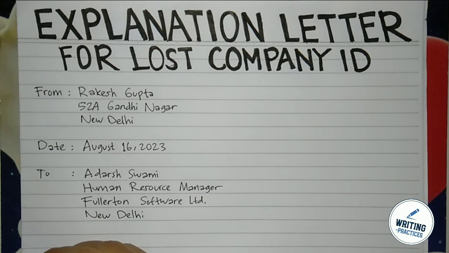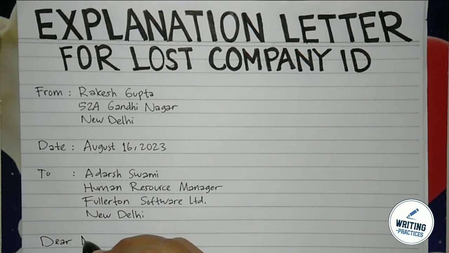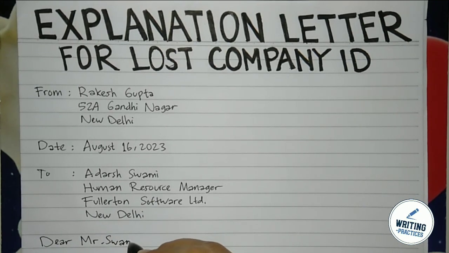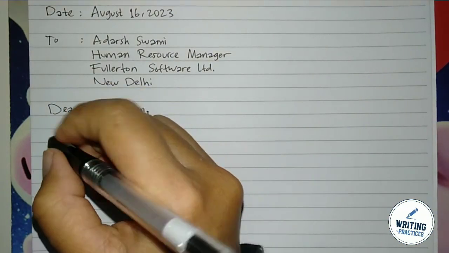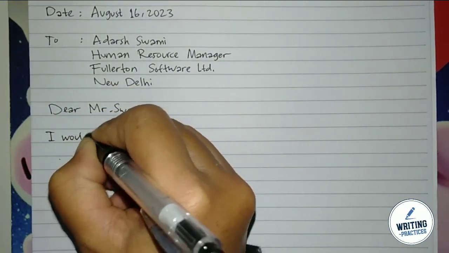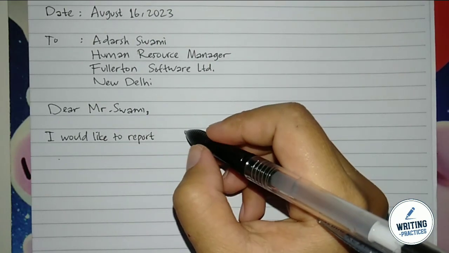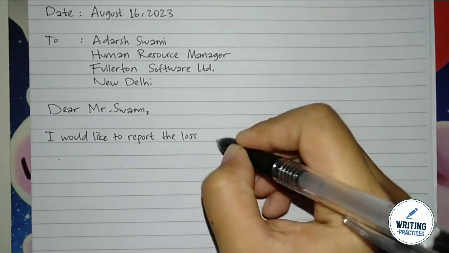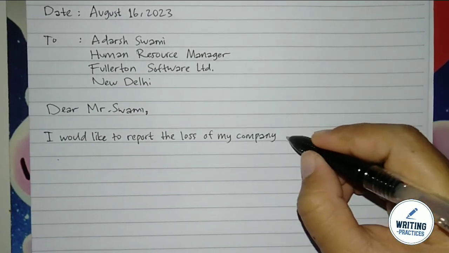After completing that information, you can now open the letter with a salutation like Dear Mr. or Mrs. or Ms., followed by the last name of the recipient. In the first paragraph, you can tell the recipient the reason why you are writing this letter. In this example, the writer wanted to report the loss of his or her company ID card.